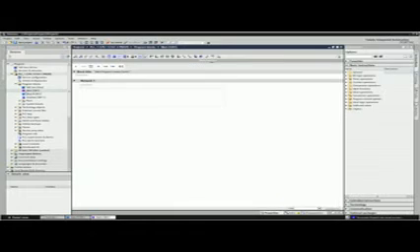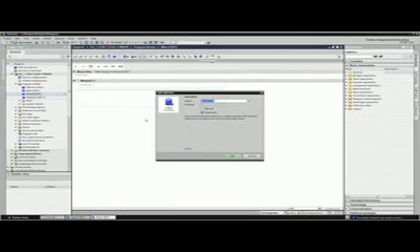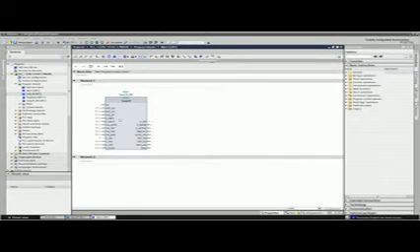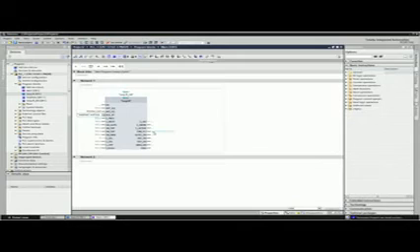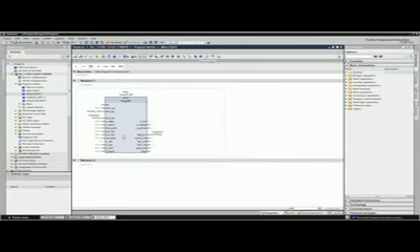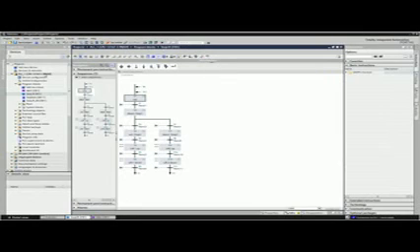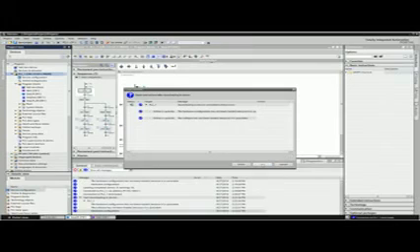The graph FB must now be called up, for example in the cyclically processed organization block OB1. To do so, you need to connect the necessary input and output parameters accordingly on the function block interface. For tests or during commissioning, you subsequently load the project into the controller.